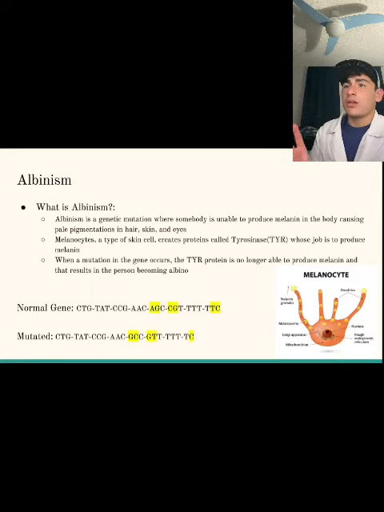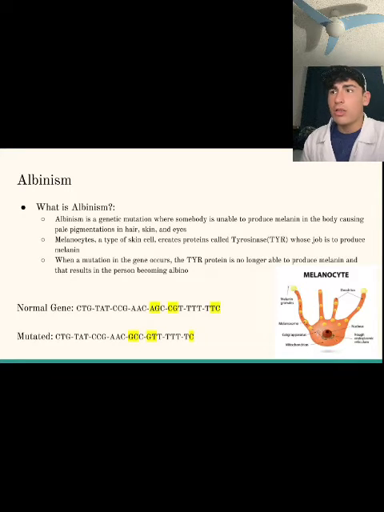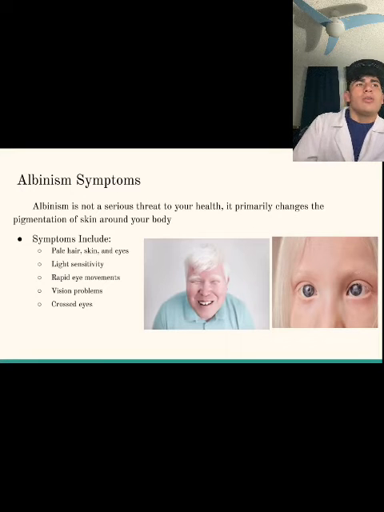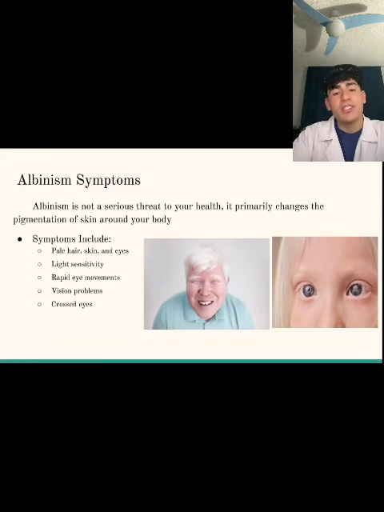And if you look to the right, there is a picture of the melanocyte cell. The symptoms are just paler skin, sensitivity to light, rapid eye movement, vision problems, and cross-eyed. The biggest change we'll ever see with people with albinism is the great difference in color of the skin and their hair color, just because it's usually so pale that it's very easy to distinguish against. And it's not too serious to the body, it's just a pale color to the skin and slight eye issues.